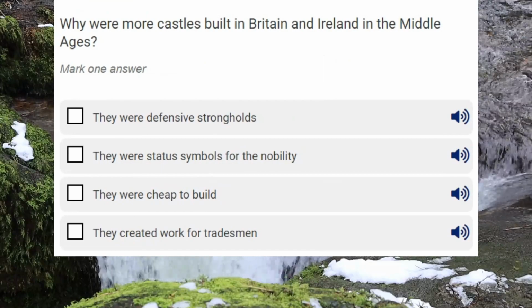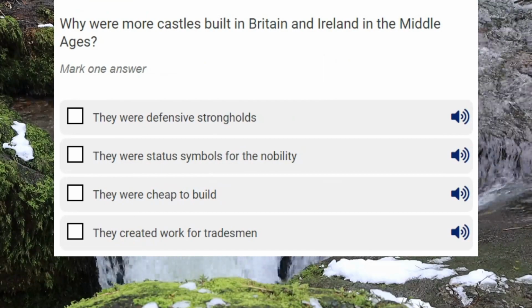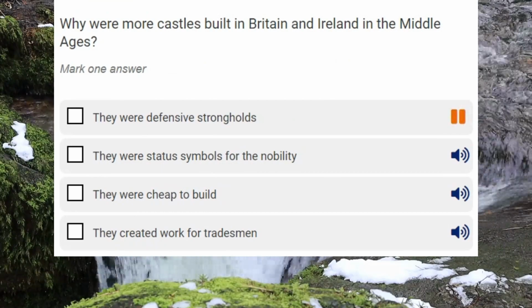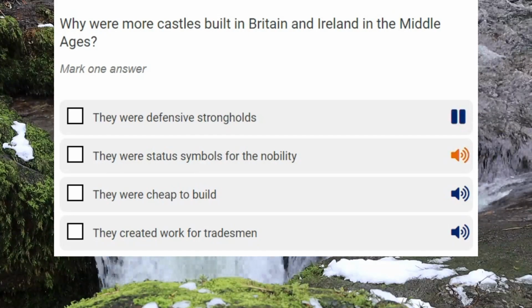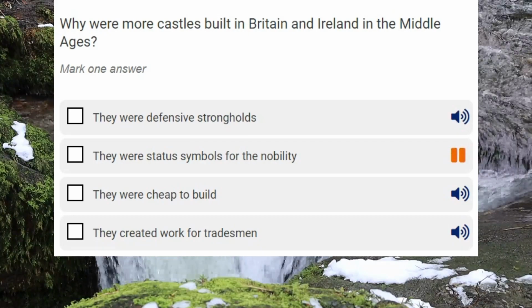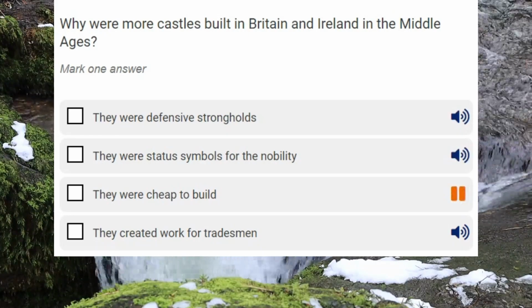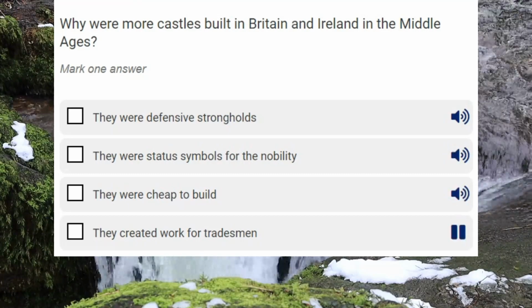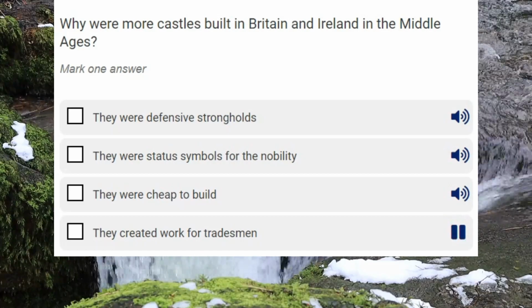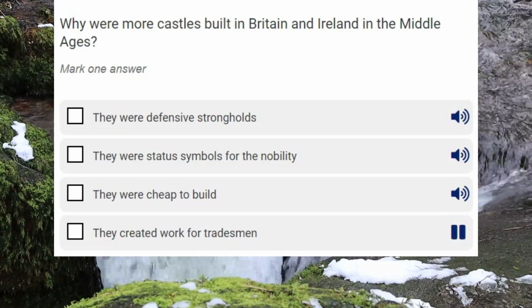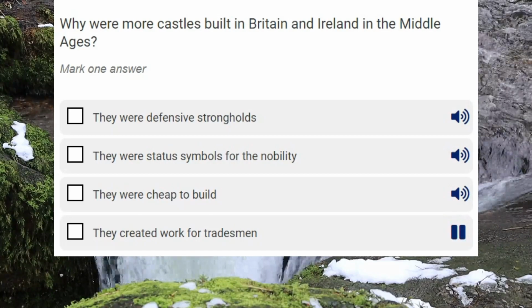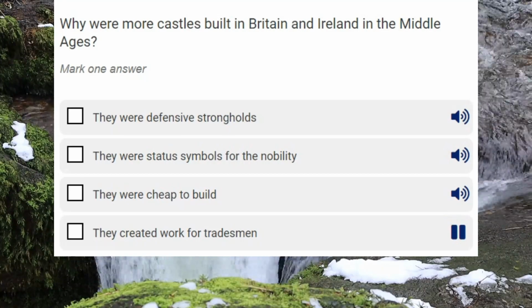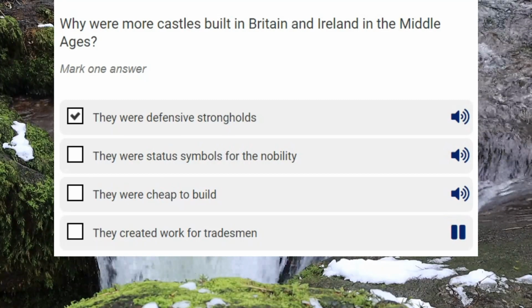Why were so many castles built in Britain and Ireland in the Middle Ages? They were defensive strongholds. They were status symbols for the nobility. They were cheap to build. They created work for tradesmen. The correct answer is they were defensive strongholds.